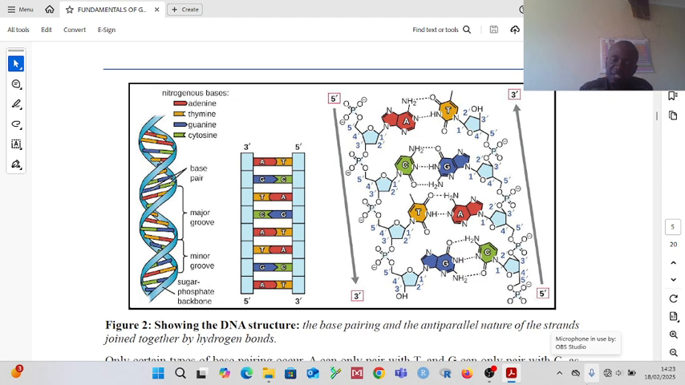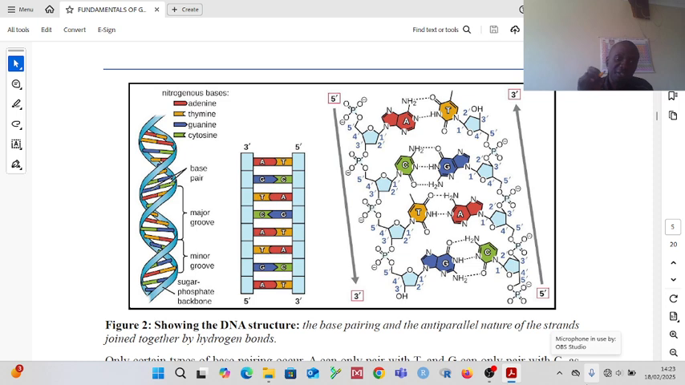But the polarity is different. The end where A is, which has T for the complementary strand, will be 3 prime. Then the end where G is will be the 5 prime strand. So try that down. Try creating that double strand and indicate the polarity.